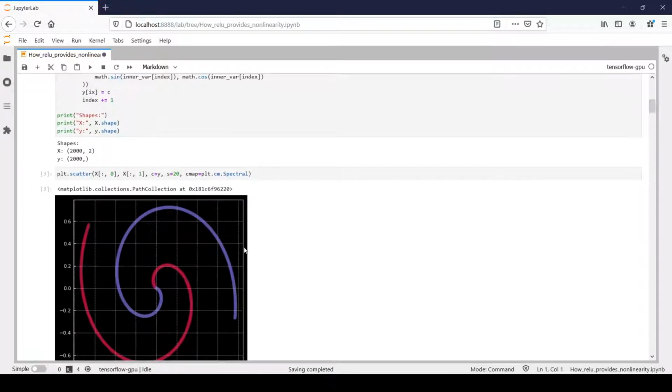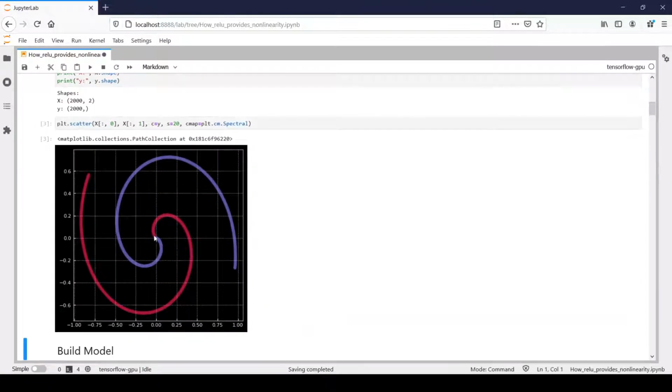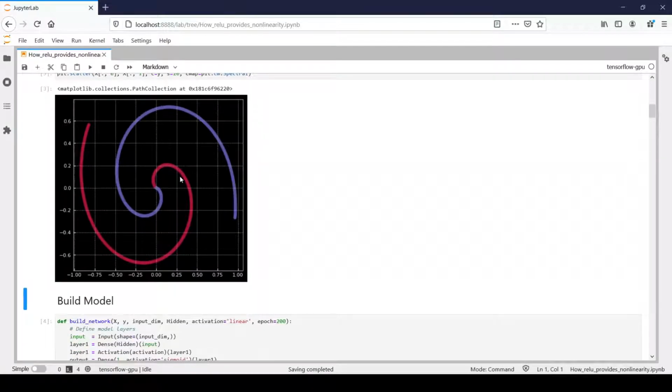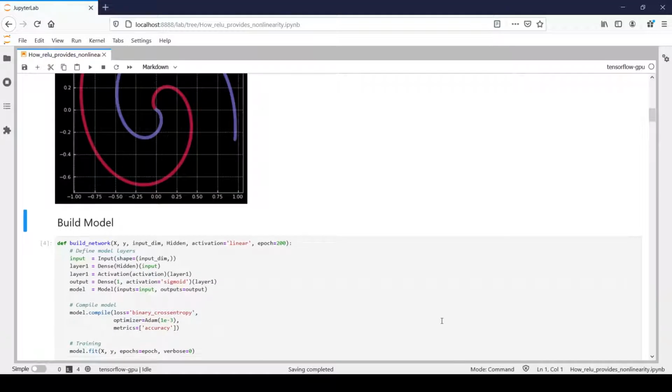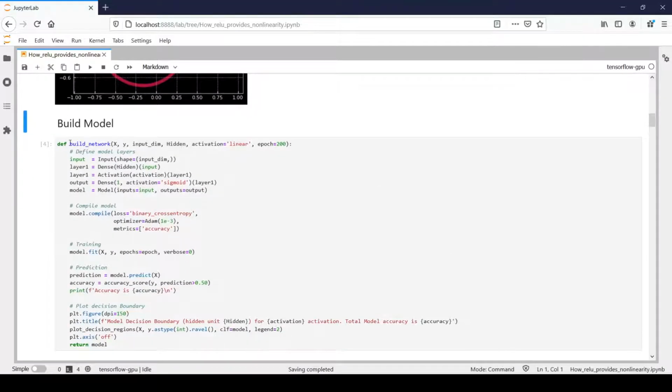And from this diagram, you can see that it contains two different classes, each represented by different colors. And by looking into this data, we can clearly see that it has some non-linear pattern, right? And now we'll see how a neural network will help us in finding those sorts of non-linear relationships within my data.